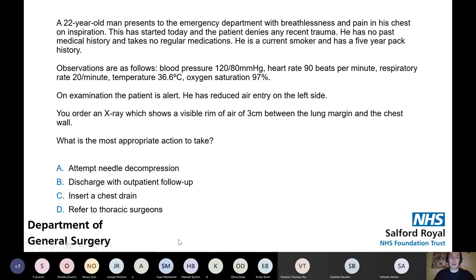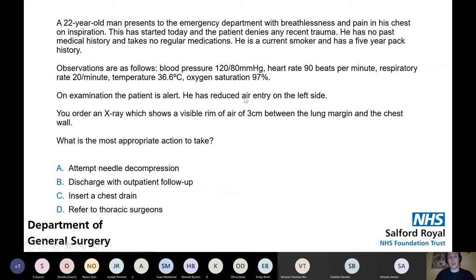That basically means that inserting a chest drain is not going to be the right answer, because in patients that have a primary pneumothorax, there are two initial steps that you take. He's got perfectly normal observations, so we could potentially send him home, but as soon as you do the X-ray and you see a 3-centimeter rim of air, he can't go home with that volume of air in his chest. We need to do a needle decompression first. If needle decompression fails in a primary pneumothorax, then we would move on to inserting a chest drain.